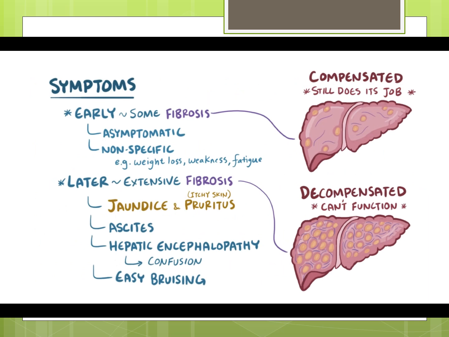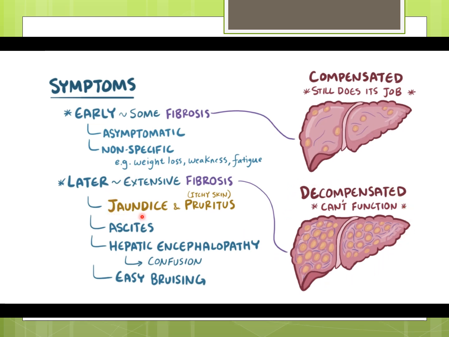What are the symptoms of cirrhosis? In the early stages, when there's only a little bit of fibrosis, we call it compensated liver. The liver is still doing its job. It is compensated. The patient is asymptomatic, except for some non-specific changes like weight loss, weakness, fatigue. So in the early stage of cirrhosis, the liver is compensated. But later on, when there's a lot of fibrosis, the function is decompensated. Now the liver cannot function properly. We call it decompensated cirrhosis.